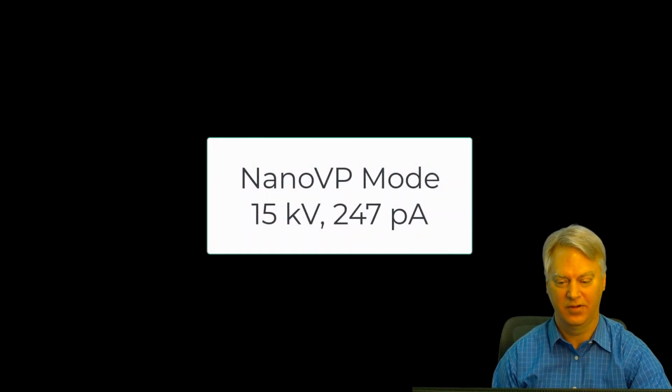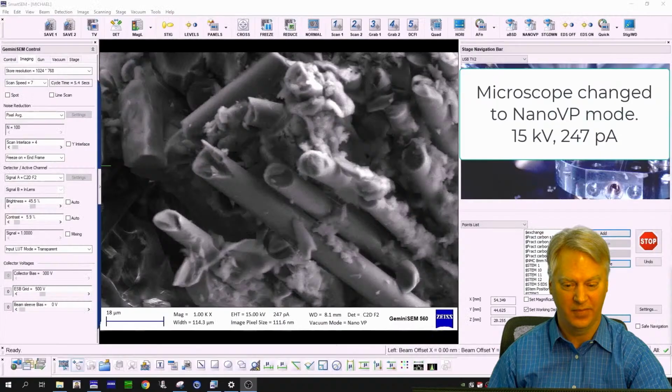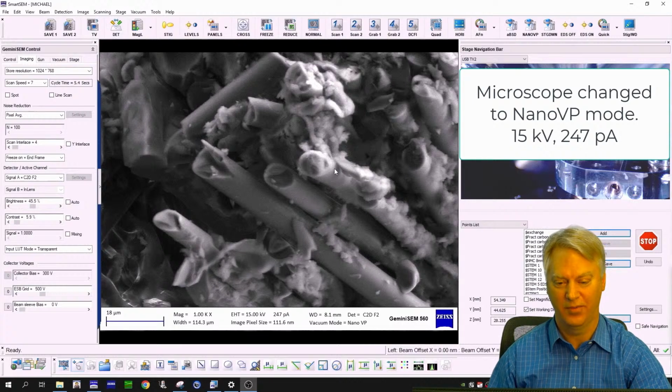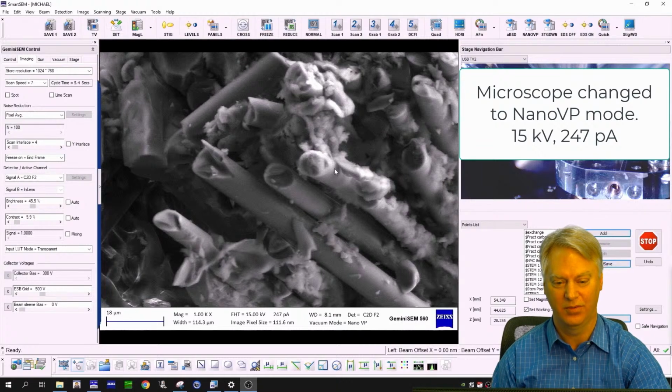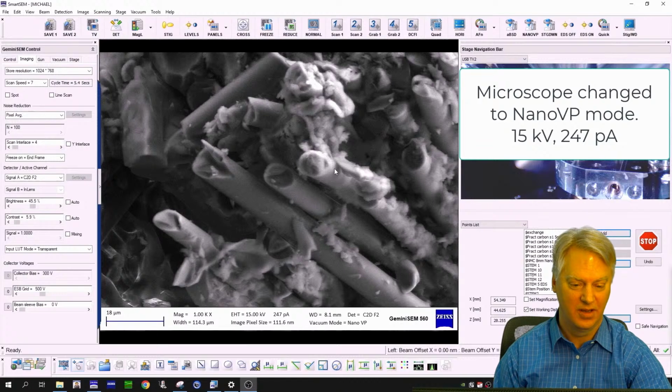All right, so now for the main event. We'll go into NanoVP mode. On the console and the user interface, you just click a button. It changes to NanoVP mode and inserts the beam sleeve. I thought we'd give it a try and really ramp it up to 15 kV, and we got 250 picoamps. We got a lot more voltage, a lot more current. This would not have been possible at all at high vacuum. It would have been charging way too much.